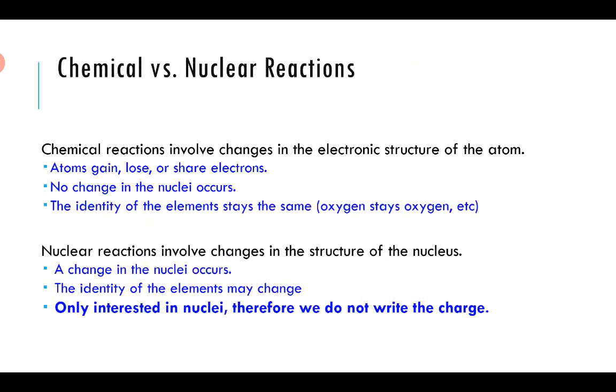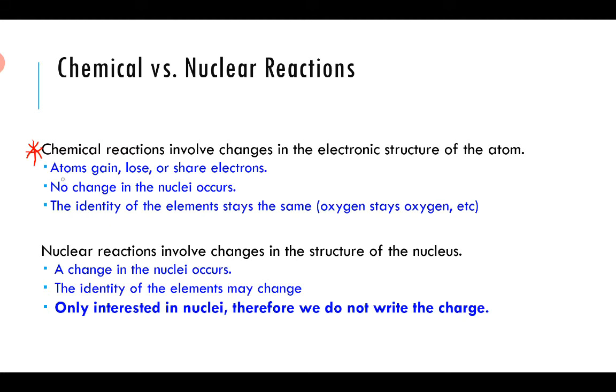This is in contrast to chemical reactions. Chemical reactions involve changes to the electronic structure of the atom. Chemical reactions involve how the electrons are being shared between atoms, how they are being transferred between atoms. Do atoms gain electrons, lose electrons? It's all about the electrons. In chemical reactions, it's all about the electrons and what the electrons are doing.